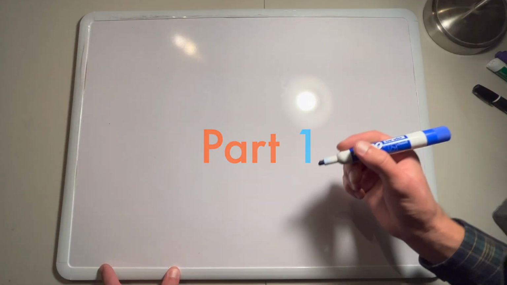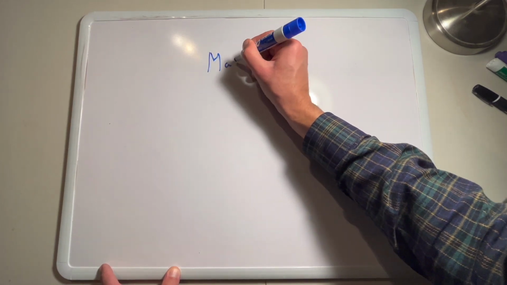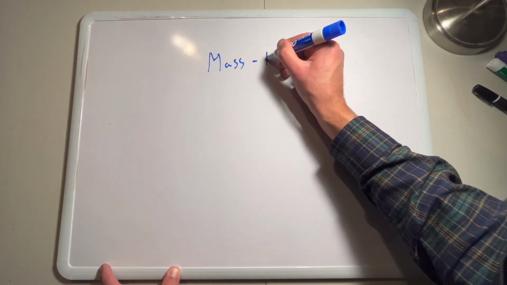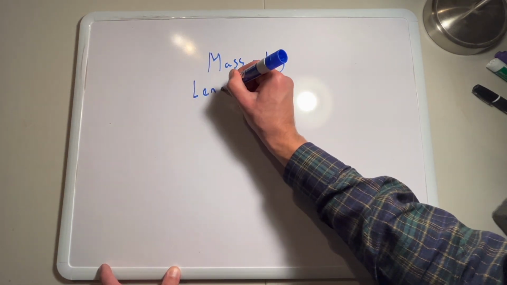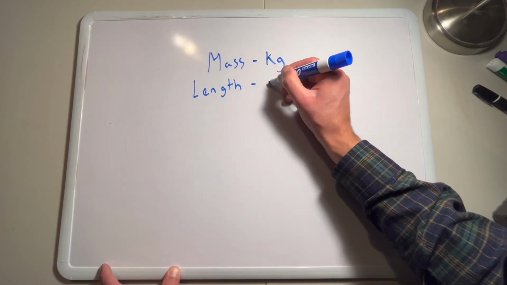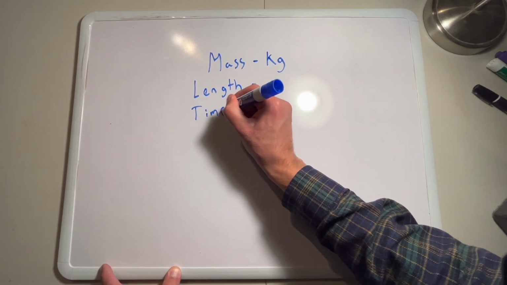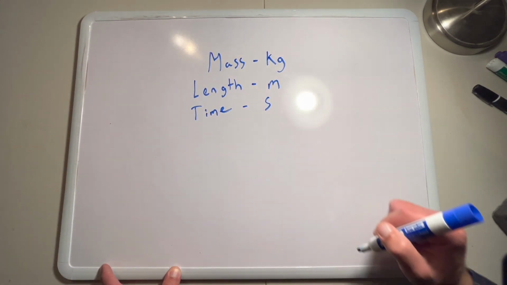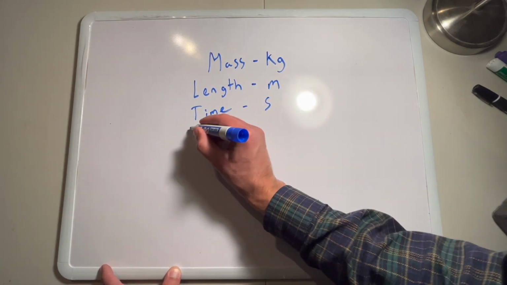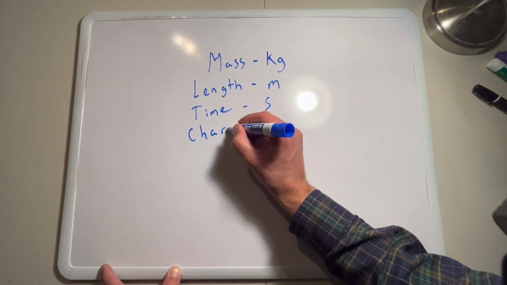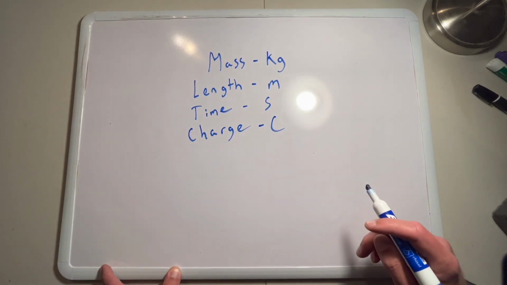To start off, let's look at some of the units we'll be using. For mass, we'll be using units of kilograms. For length, we'll be using units of meters. For time, we'll be using units of seconds. And then all those are probably pretty well known. Then we get to charge. We'll be using units of coulombs, C for coulombs.